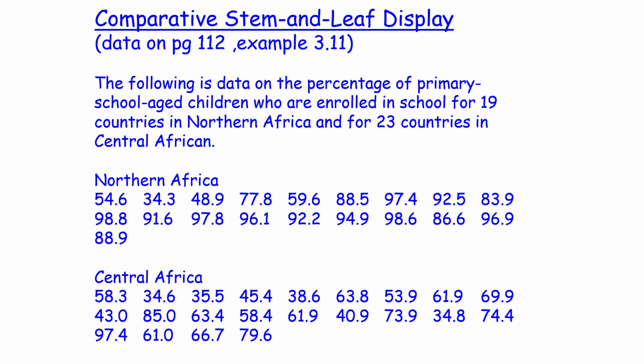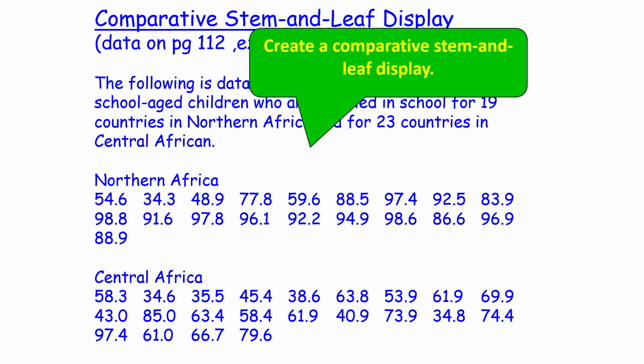Comparative stem and leaf displays are important. So the following is an example. We have the following data on the percentage of primary school age children who are enrolled in school for 19 countries in Northern Africa and for 23 countries in Central Africa. And here's our data display. So we're going to create a comparative stem and leaf display. To begin, we need to decide what is an appropriate stem.